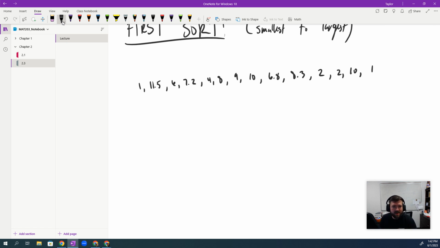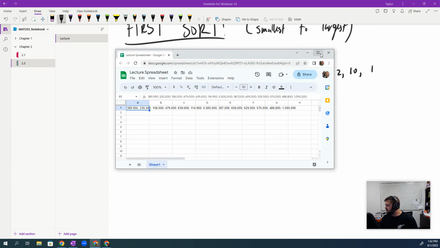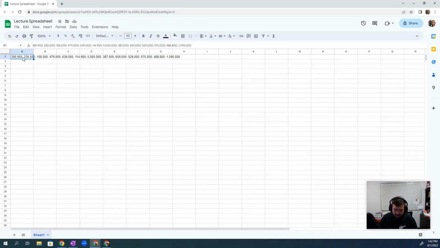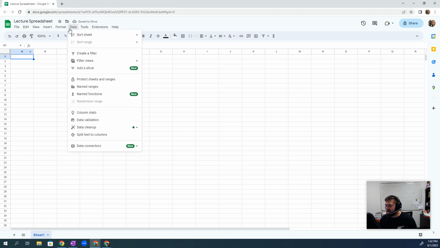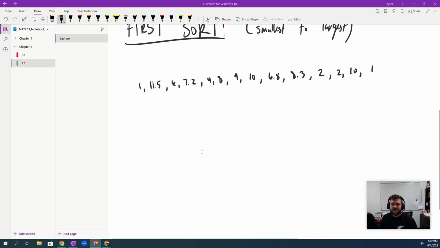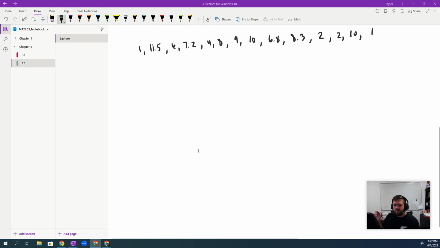Now, are we going to do that by hand? No, don't do it by hand. Use a calculator, right? Remember, I showed you with the spreadsheet how you could enter data. You could enter data, and then once you had it highlighted, you hit data, and then sort range, and you can sort it from smallest to largest or largest to smallest. However, I'm not going to do that again this time because the textbook was kind enough to do it for us.